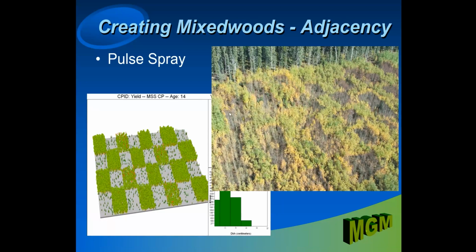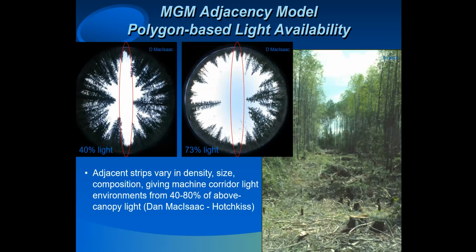We can model different types of treatments, for example, pulse spray. This is one area in which a boom on a helicopter with a sprayer was on and went off and on, creating a checkerboard. Here is the MGM projection of that. The key thing is that I've referenced adjacency. MGM has a multi-strata model, which was used for the strip cut.